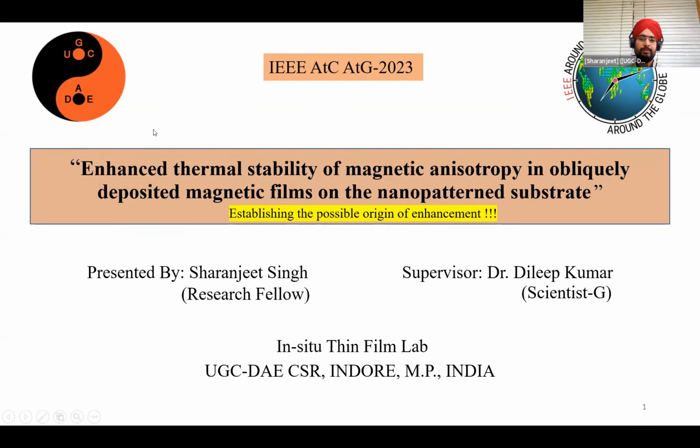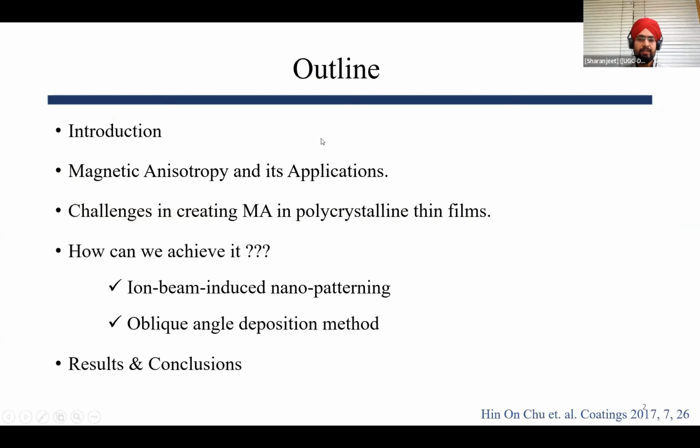I am delighted to present my research work on the enhanced thermal stability of magnetic anisotropy in obliquely deposited magnetic films on the nanopatterned substrate. So let's begin by outlining the structure of today's presentation.